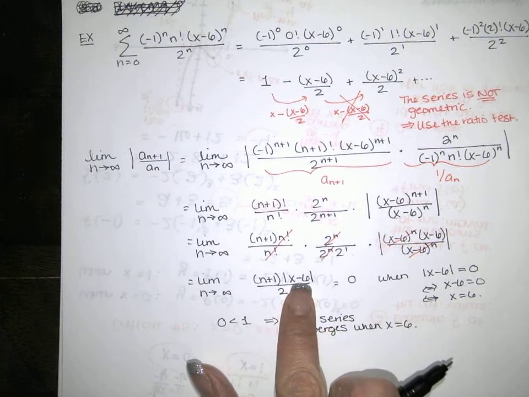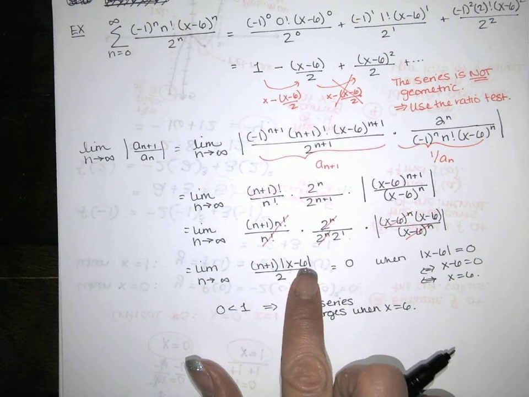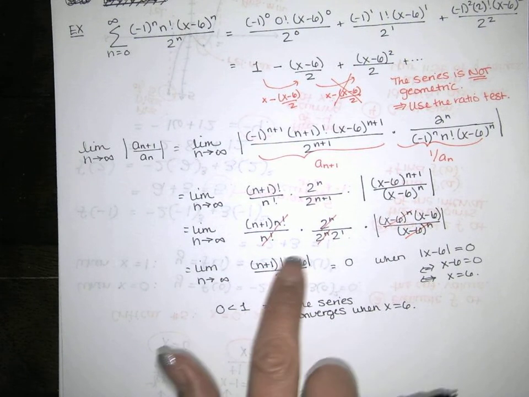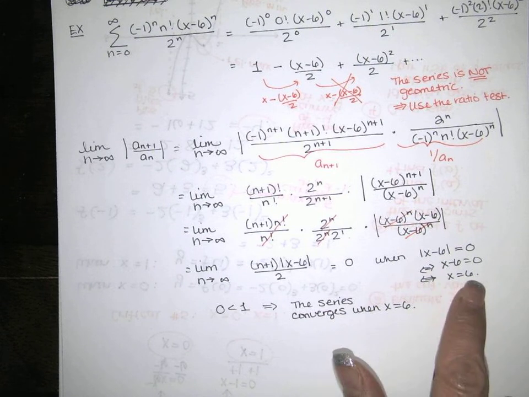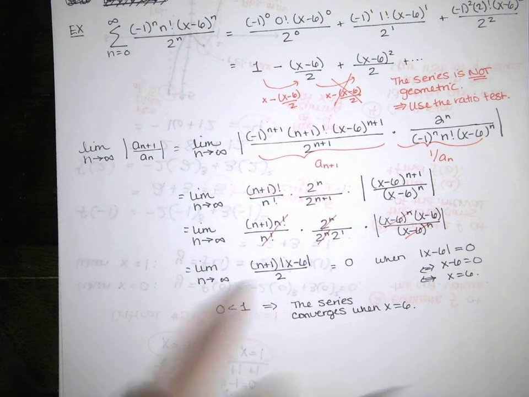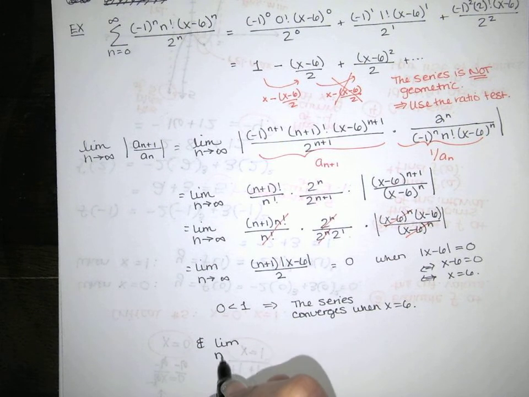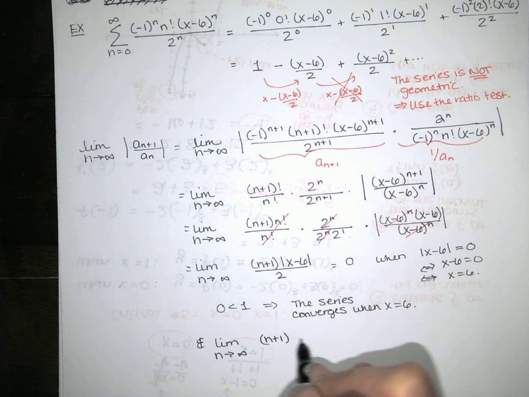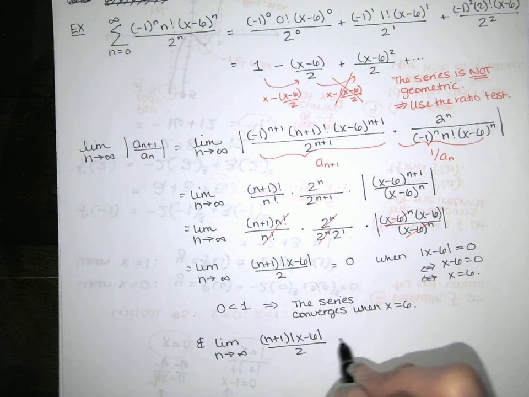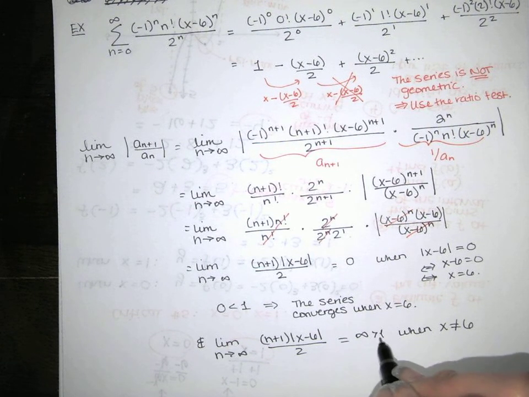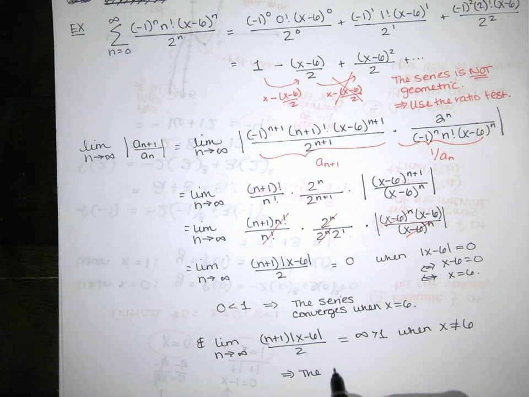But if x is not equal to 6, this is a number times something that's going to infinity. So we're going to get positive or negative infinity. Actually, no, excuse me. This is a positive number if x is not equal to 6. So we have a positive number times something that's going to infinity, so we'll get infinity. So the limit as n goes to infinity of this when x is not equal to 6 is infinity. And of course, that's always greater than 1. So in that case, the series diverges.